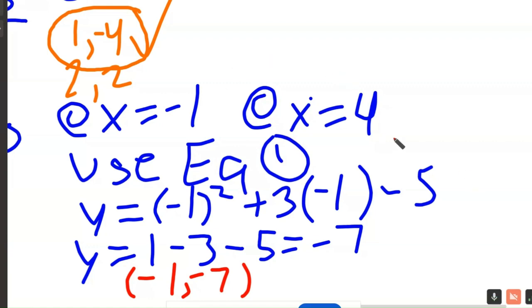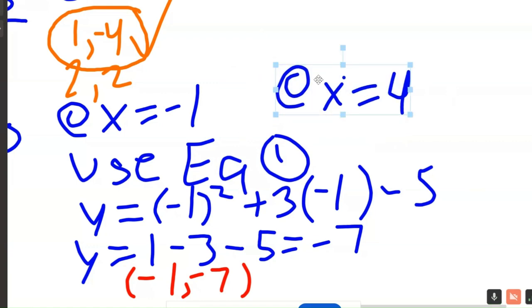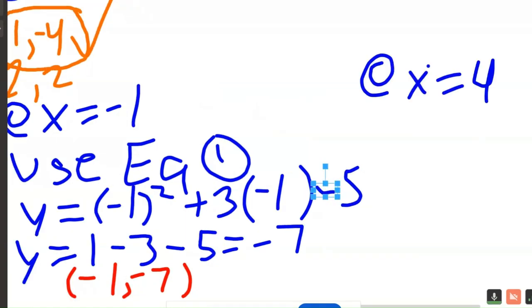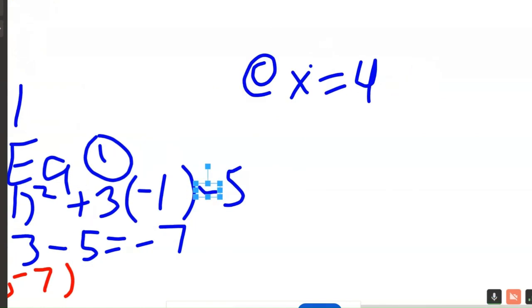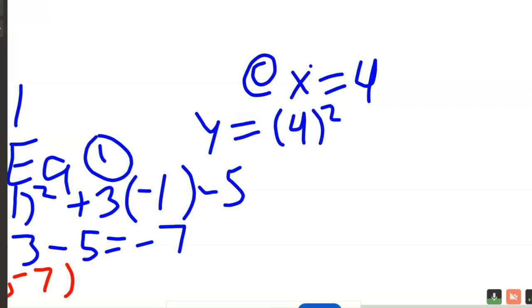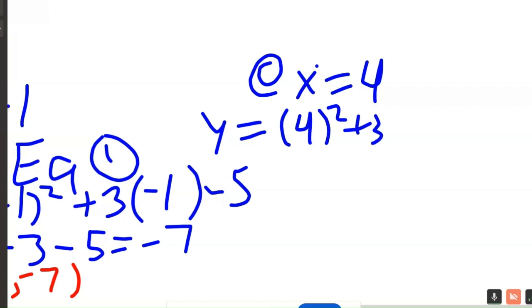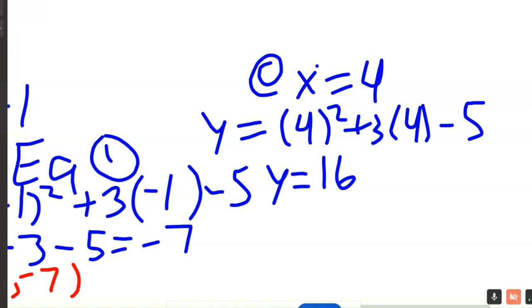Let's look at this guy now. Let's look at x equal to +4. Okay, x equals 4, so we're going back to our equation 1. We're going to say y is equal to 4 squared, plus 3 times 4, because it was 3x, minus 5. We get y equals 16 plus 12 minus 5.